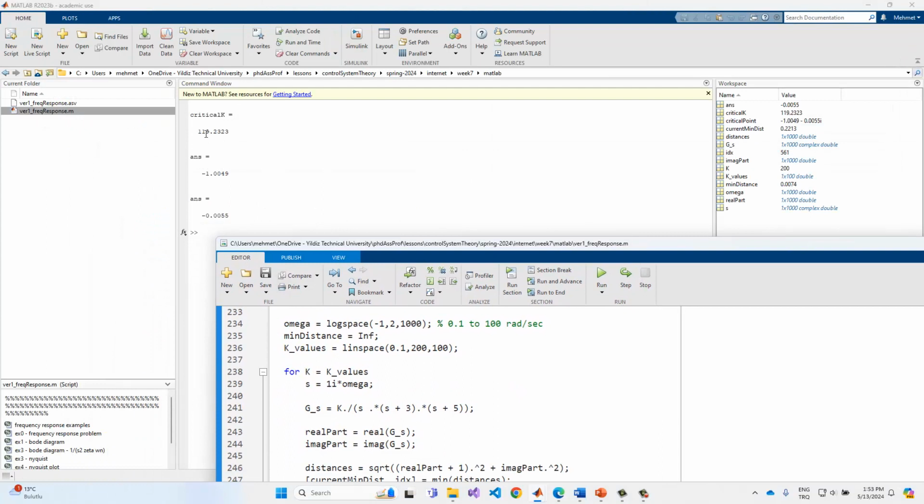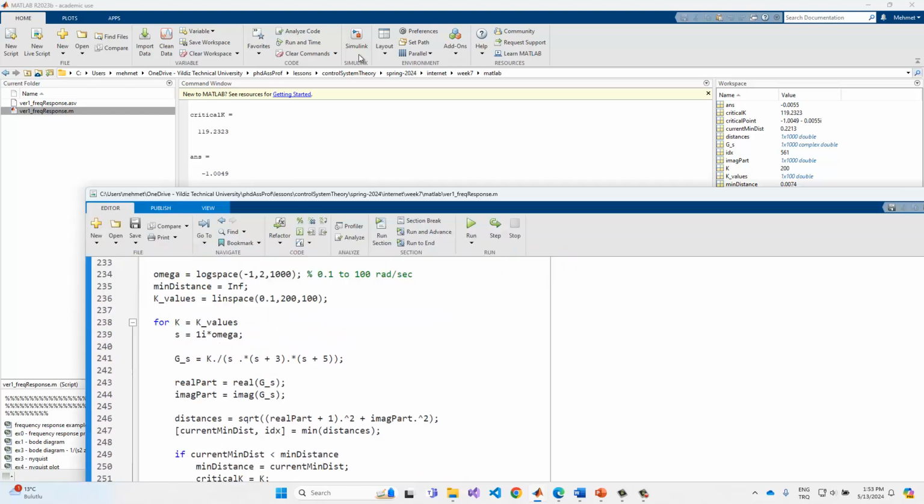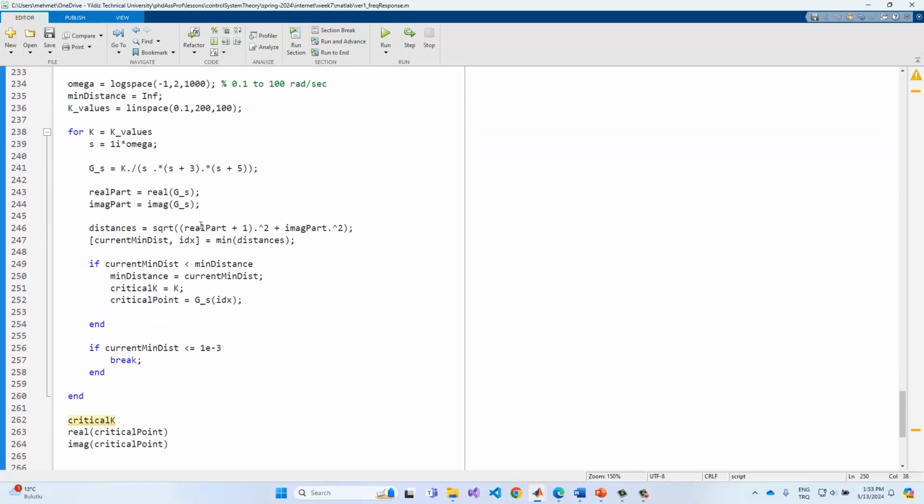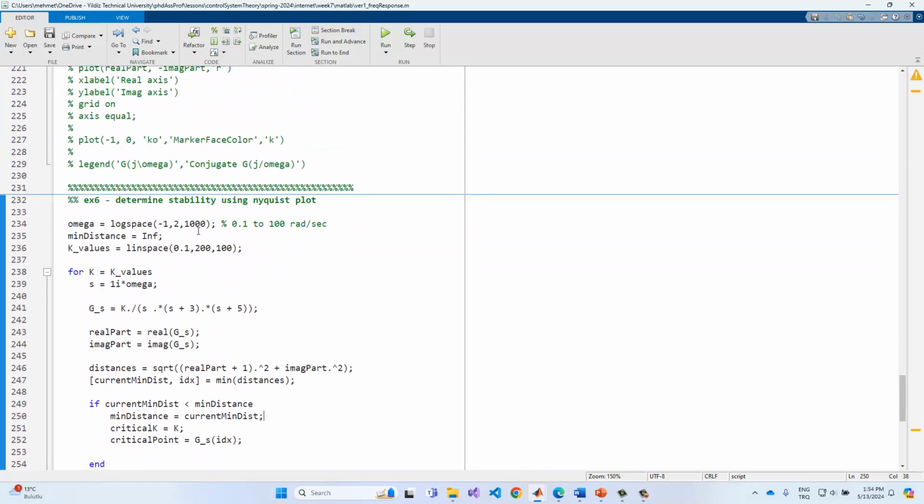And so if I run this code, the critical K is 119.2323. And so the real part of this system is the -1, and this is the imaginary part, okay? And so we exit at the -1 at the left hand side of these codes, okay? And so we can easily check if the system is stable or not in here, just like this one. Also, maybe we can change the system, for example, this one, or we can add another term in here, just like this one.